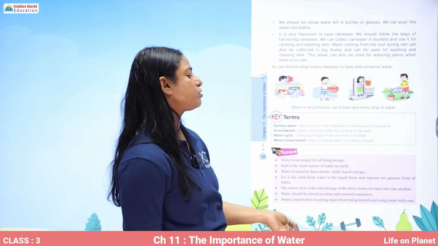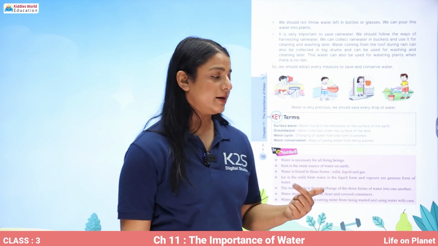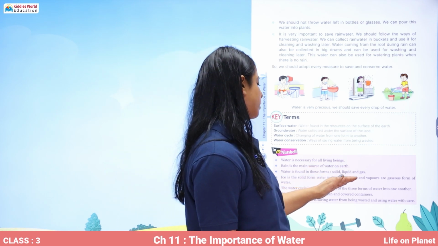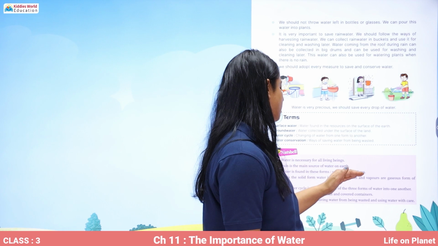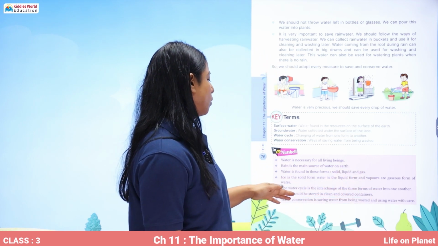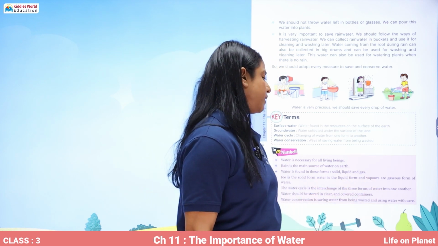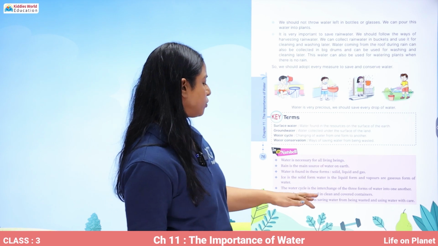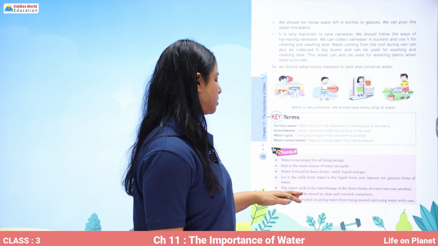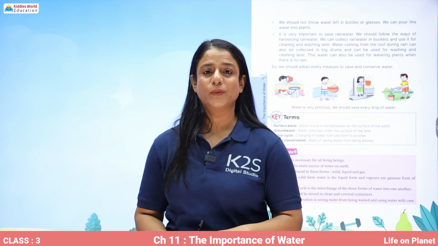Rain is the main source of water on earth. Water is found in these three forms: solid, liquid, and gas. Ice is the solid form of water, water is the liquid form, and vapors are the gaseous form of water. Water cycle is the interchange of the three forms of water into one another. Water should be stored in clean and covered containers. Water conservation is saving water from being wasted and using water with care.